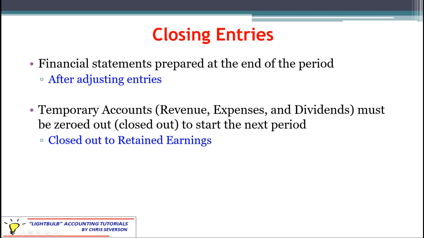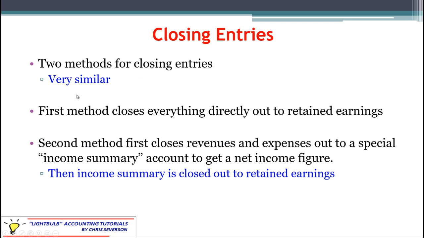So we'll see how all that's done here. Again, there are two methods for closing entries. They're extremely similar. In fact, there's only one entry that's mainly different. There's an additional entry for one of the methods, and then the difference for the other entries is what you're going to be using instead of retained earnings. So again, that'll make sense in just a bit.